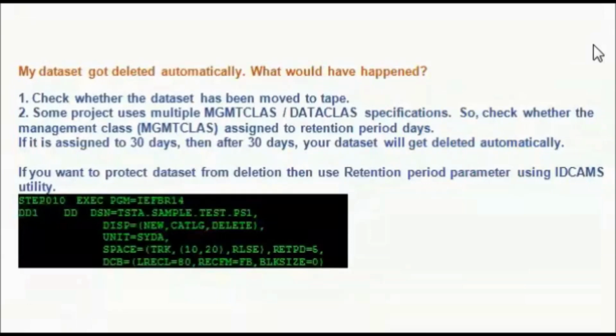For example, some management class is assigned only for 30 days. So if you create a dataset with that particular management class, then after 30 days, your dataset will get deleted automatically. You can also specify a retention period for your dataset using this JCL. In this JCL, the retention period is given as 5. So the dataset will be retained for 5 days. After 5 days, the dataset will get deleted.